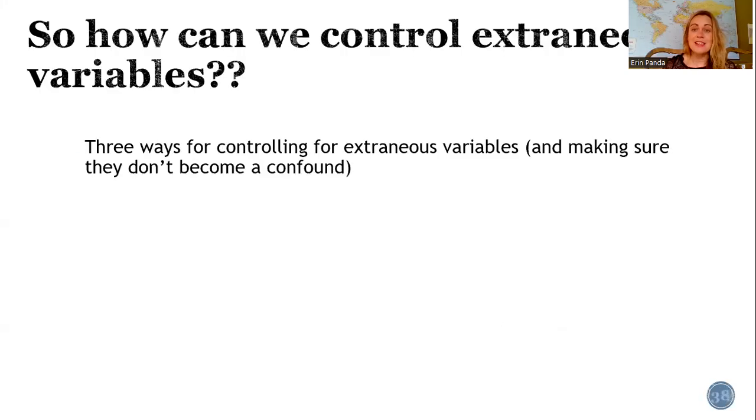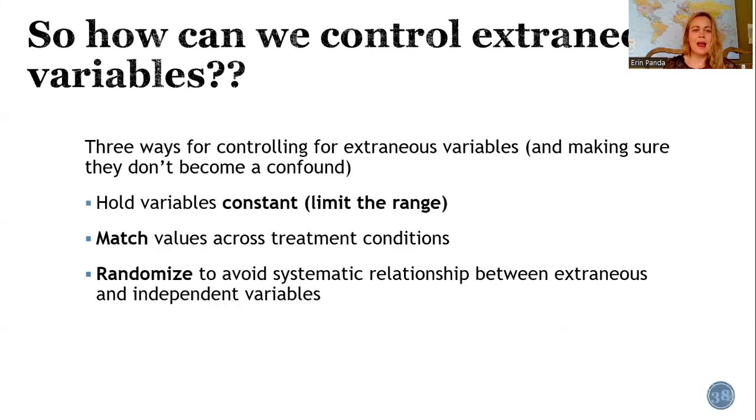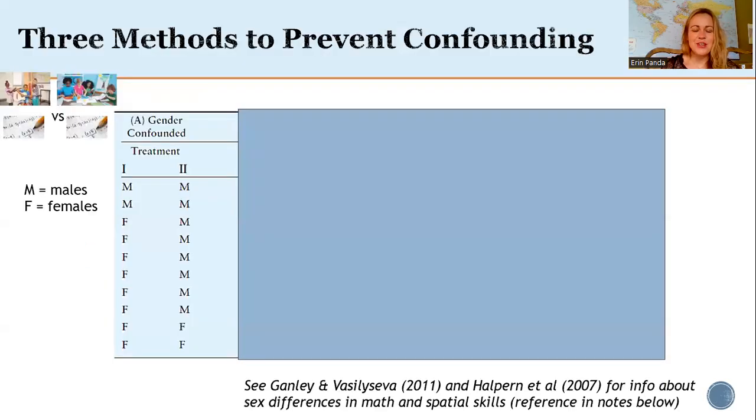So how can we control for extraneous variables? Well, we're going to talk about 3 ways now. Holding variables constant, also called limiting the range, matching variables across treatment conditions, and randomization. So I'm going to give you an example of what these look like.